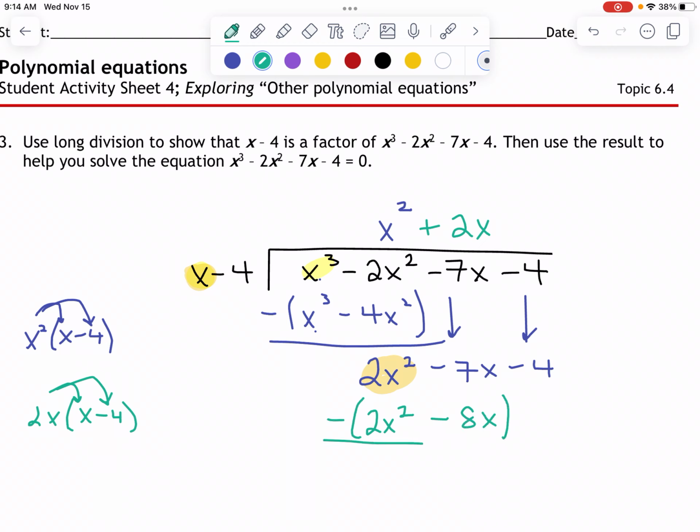Okay, I'm going to subtract these. 2x squared minus 2x squared gives me 0. Negative 7x minus a negative 8x, minus a negative turns into plus a positive, so I have a positive 1x minus 4.